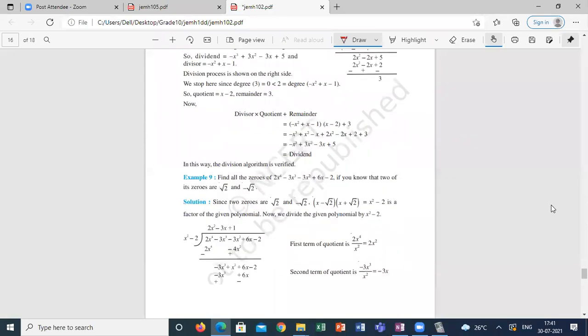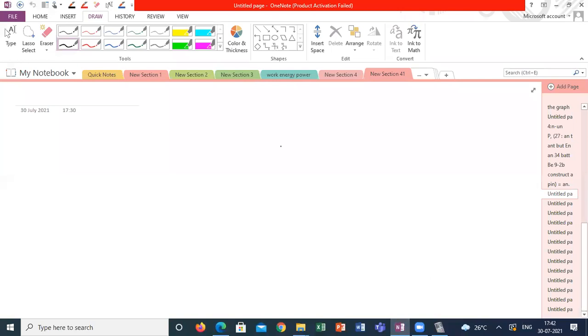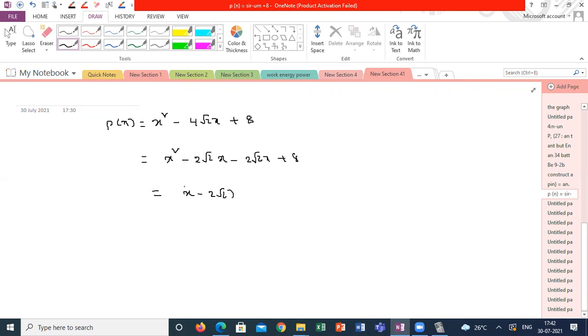Sir, in that question, can you do it completely through the splitting the middle term method? Which one? The last question I asked: x square minus 4 root 2 x plus 8, correct? Yes, sir. This is your P of x. At what value of x do you get 0? x square minus 2 root 2 x minus 2 root 2 x plus 8, which is (x minus 2 root 2)(x minus 2 root 2).